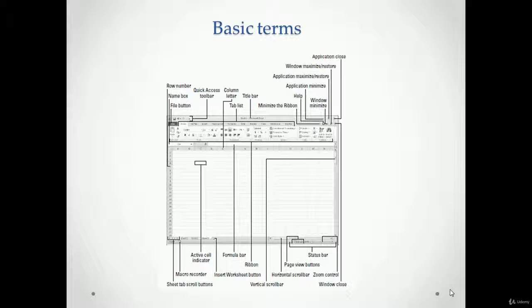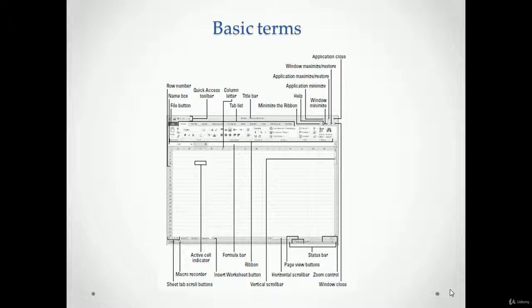Application minimize. As you all know, it is used for minimizing this particular Excel sheet. Application maximize and minimize. This is like maximizing or minimizing the application. Window maximize restore. This is a normal maximize and minimize activity. Application close. This is closing the Excel application. This is usual, as you use for other applications as well.